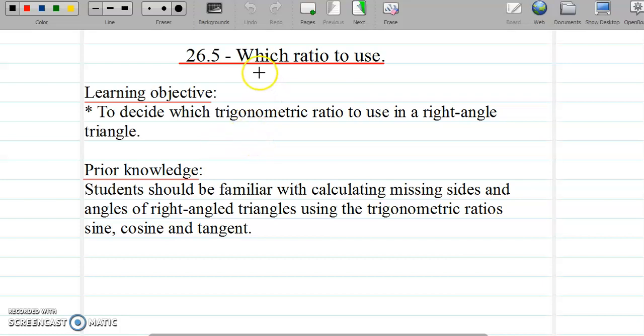In today's topic, we look at which ratio to use, and the learning objective is to decide which trigonometric ratio to use in a right angle triangle. Before we embark on this, students should be familiar with calculating missing sides and angles of right angled triangles using the trigonometric ratios sine, cosine, and tangent. These were in the previous lesson we did, so students must know how to work it out.